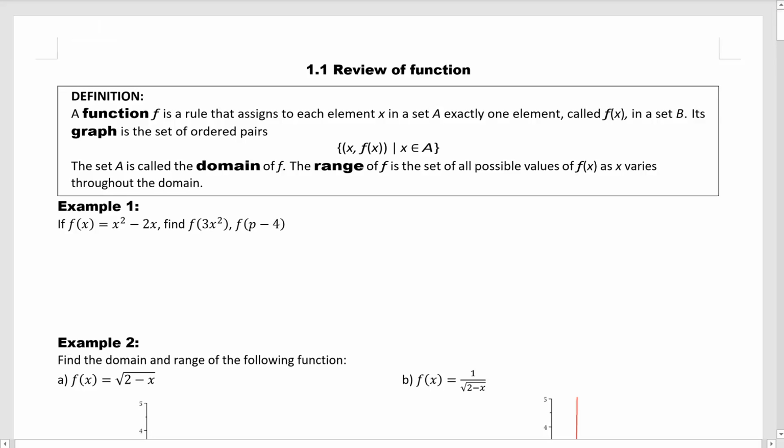Hi everyone, welcome to Calculus 1. Today let's talk about the first session, 1.1, review of functions.